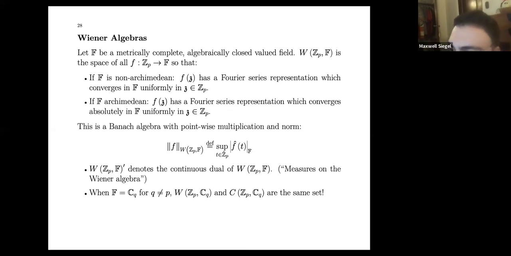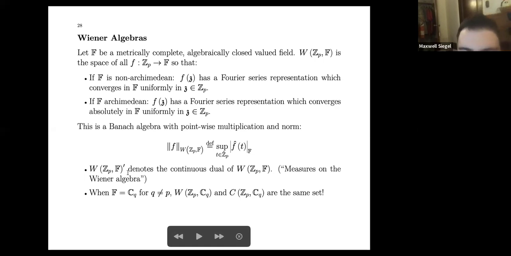Here, let F be a metrically complete, algebraically closed valued field. We'll allow it to be Archimedean if necessary. And then the Wiener algebra, W(Z_p, F), is the set of all p,F-adic functions so that f has a uniformly convergent Fourier series if F is non-Archimedean, and f has an absolutely convergent Fourier series if F is Archimedean. This is then a Banach algebra with respect to the following norm, where f hat is the Fourier transform of f. The algebra operation is pointwise function multiplication, and Young's convolution inequality shows that this is indeed a Banach algebra.